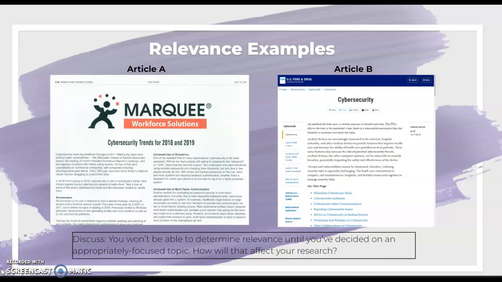The key here, and you'll see this in the discussion box at the bottom of the screen, is that you can't really determine whether an article is specifically relevant or not until you've decided on an appropriately focused topic. Some information that's out there is very broad and general, and some information is very, very specific and might not fit the direction that your paper is going. So you do need to make sure that you have a strong thesis statement and you know exactly what it is you are trying to prove in your research, so that you can know exactly what kind of support you need.